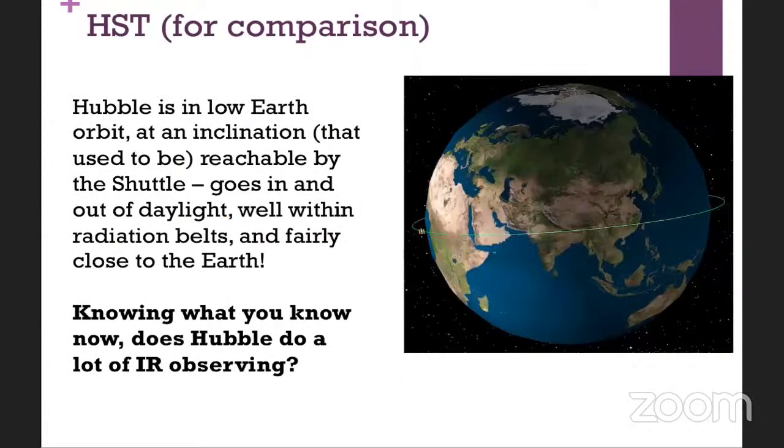So just for comparison, this is HST's orbit. Hubble is in a low Earth orbit at an inclination that used to be reachable by the shuttle, so it's almost in the ecliptic plane. And so every 90 minutes, it's going in and out of daylight, it's orbiting well within the radiation belts, and it is orbiting very, very close to the Earth.